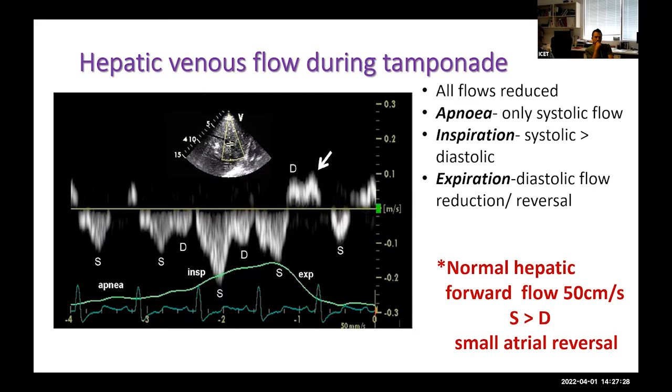It's interesting that although you can see this relatively easily in the hepatic vein, there's less variation in your superior vena cava, where you never quite lose your diastolic flow.